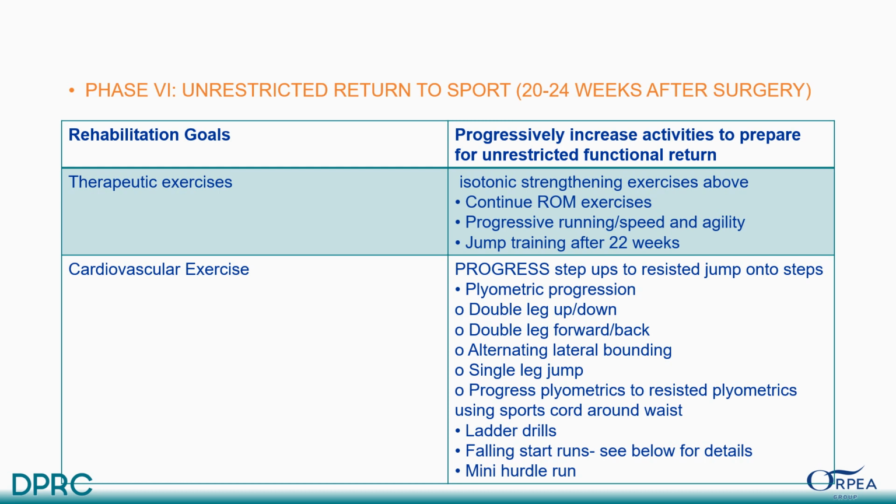Progress cardiovascular exercise, plyometric progression: double leg up and down, double leg forward and backward, alternating leg bounding, single leg jumping. Progress plyometrics or resisted plyometrics using a sports cord at the waist, ladder drills, falling start runs, and mini hurdle run.